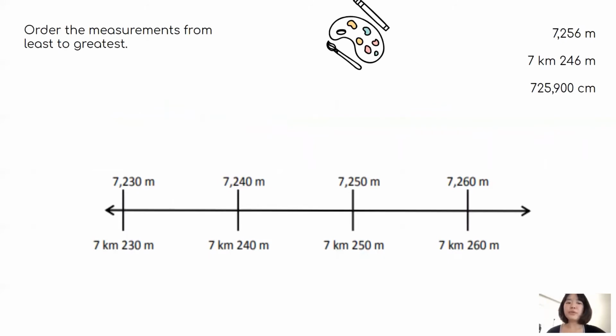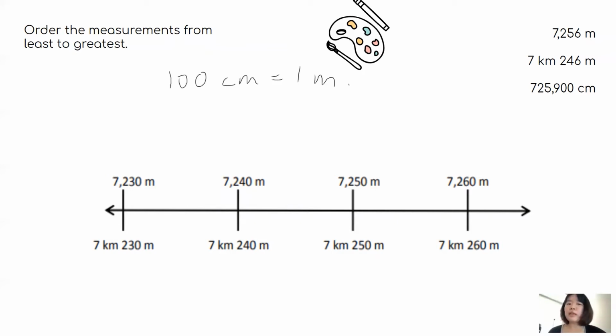We have to order the measurements from least to greatest. So we have 7,256 meters, 7 kilometers 246 meters, and 725,900 centimeters. I know that 100 centimeters equals 1 meter. Let me write that down right here. 100 centimeters equals 1 meter.